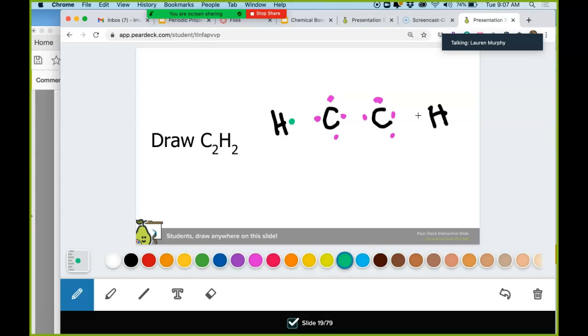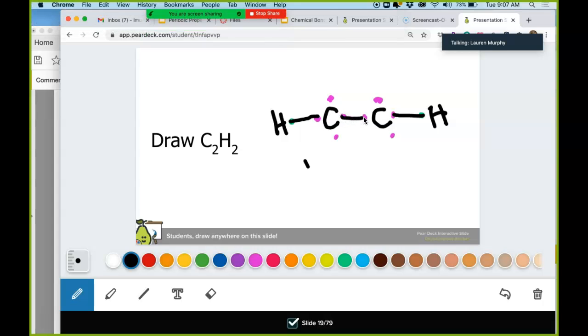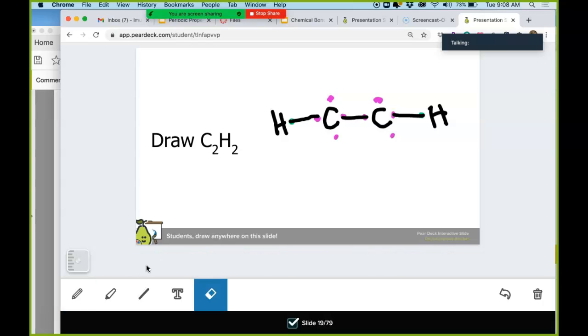1. Hydrogen has 1. How many times can hydrogen bond? 1 time. That's it. So the hydrogen is taken care of. Any suggestions, I'm going to give you a chance to finish, of what this might look like? So I have to at least hook the carbons up once. Have we achieved stability yet? No.